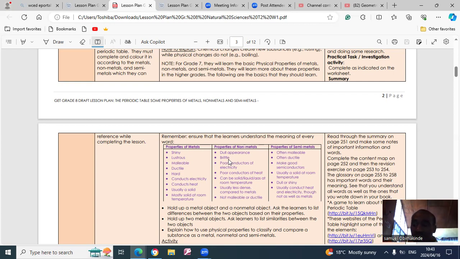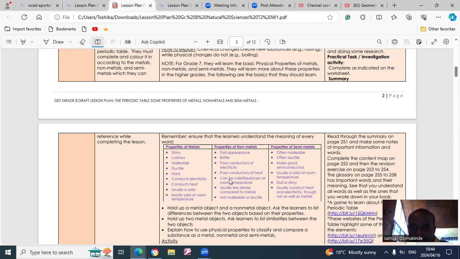If you have seen sulfur before, sulfur is a non-metal, right? It has a yellow appearance. So sulfur, for example, is easily broken, right? So it's brittle. So they are poor conductors of electricity, right? They don't really conduct electricity. Also, they are poor conductors of heat.